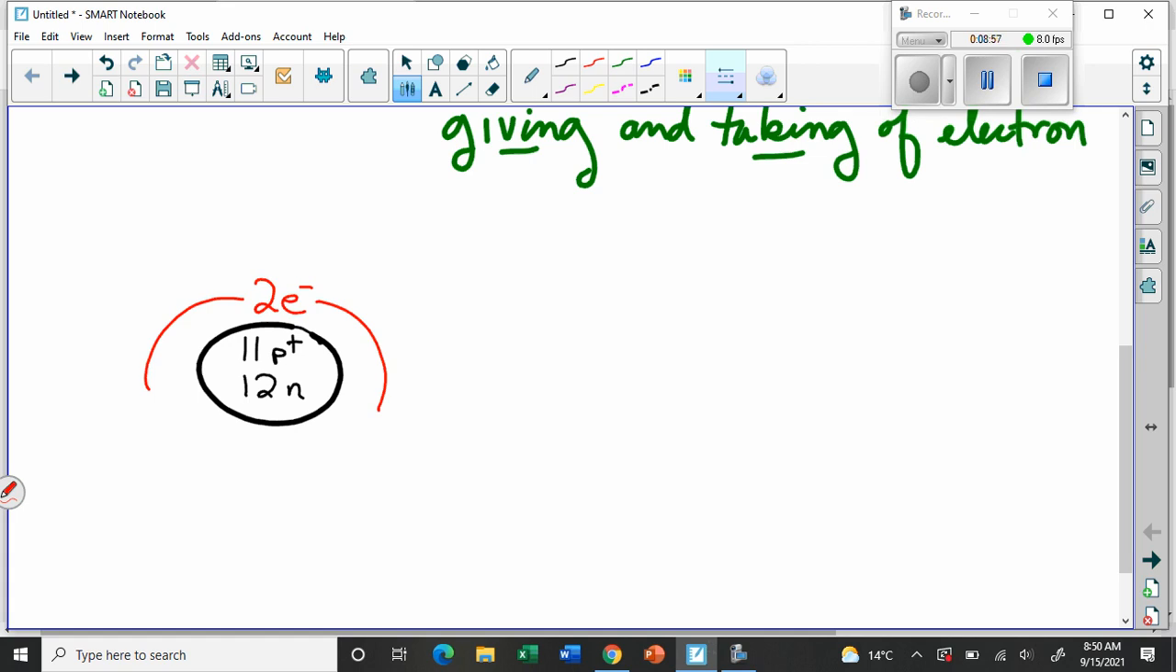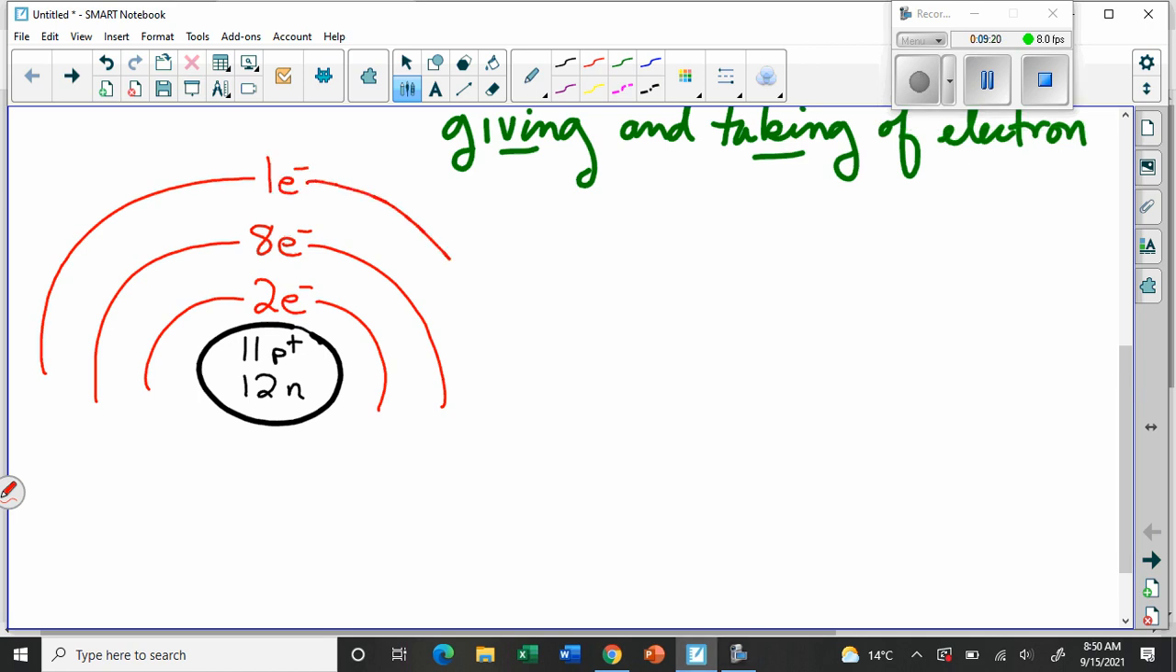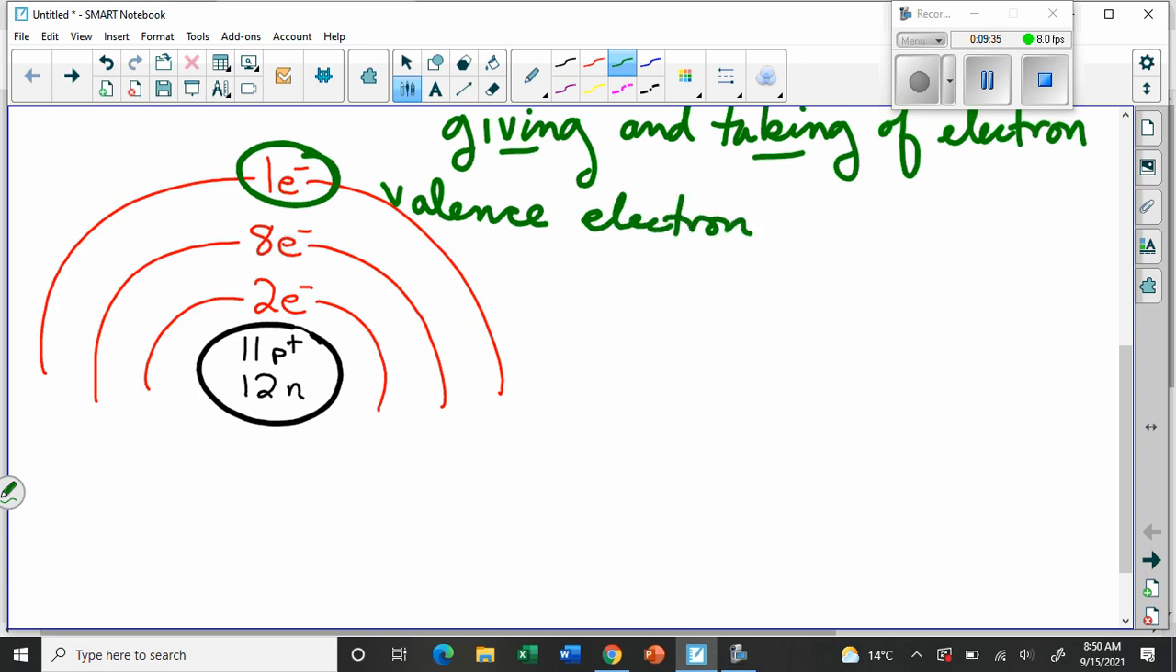And that would leave us with 9 more, right? So the next ones would go above, but only 8 can fit here in the 2s and the 2px, 2py, 2pz. That's 2, 4, 6, 8 electrons, right? And we're still left with 1 more, because that's only 10. We need 11. So the next one would have to go in the 3rd energy level or shell. So this is the valence electron up here. And you'll notice there's 1 valence electron on the outside of the atom. It's the same number as lithium.